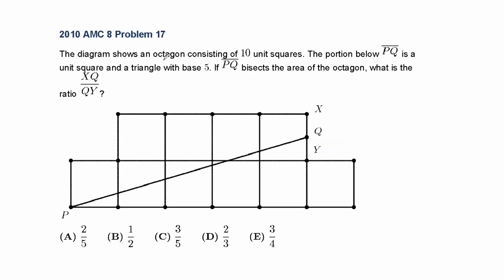The diagram shows an octagon consisting of 10 unit squares. The portion below PQ is a unit square and a triangle with base 5. If PQ bisects the area of the octagon, what is the ratio XQ over QY?